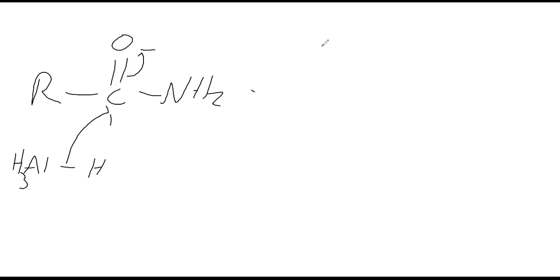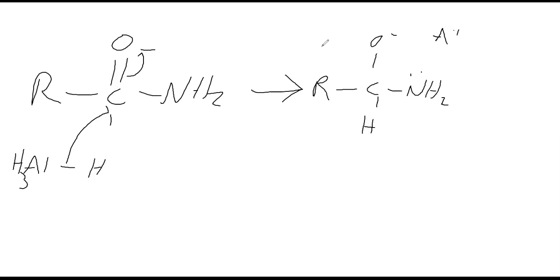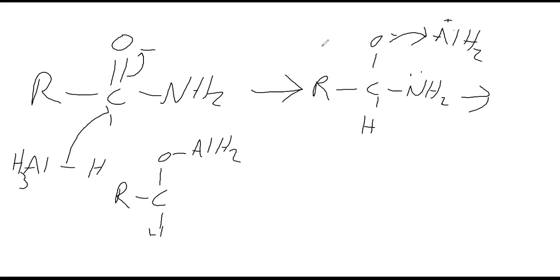Form our O minus, H2. Now this can attack our aluminum hydride plus to form R, let's see, H2, H, and H. Now from here, this can donate the lone pair in, kicking that off, so that we form our, so to say that the amine is the weaker leaving group.